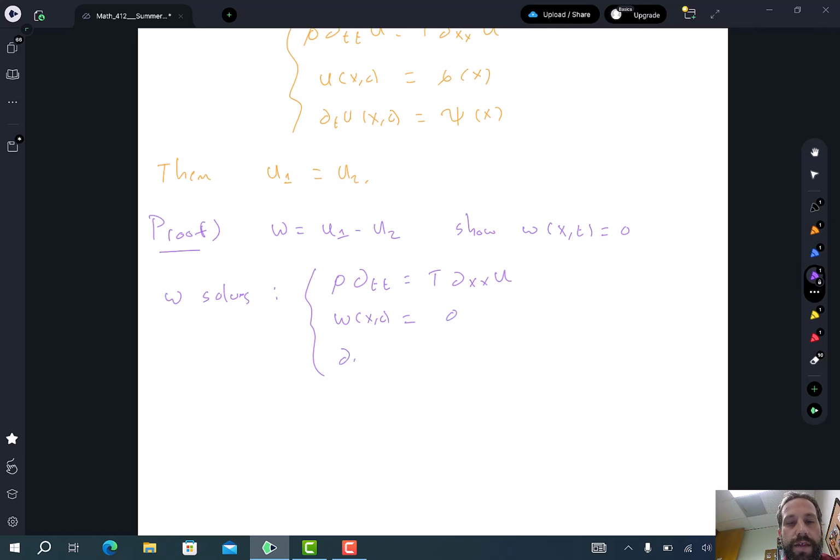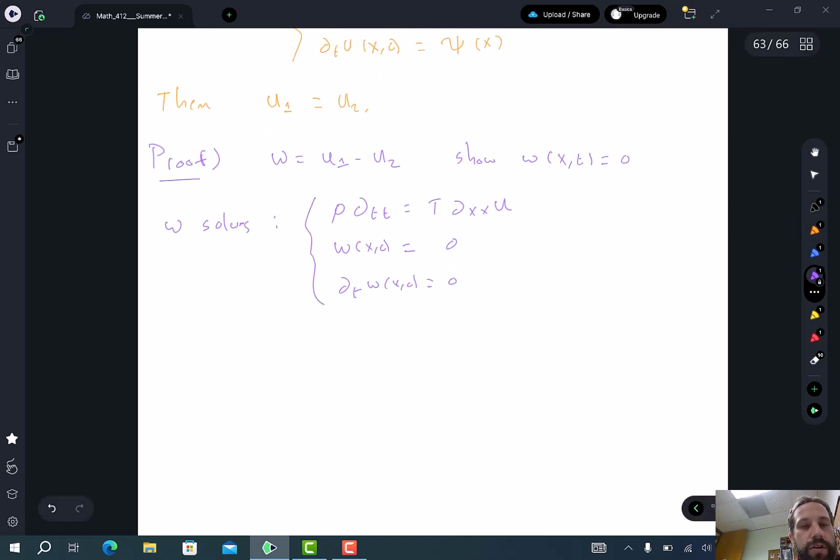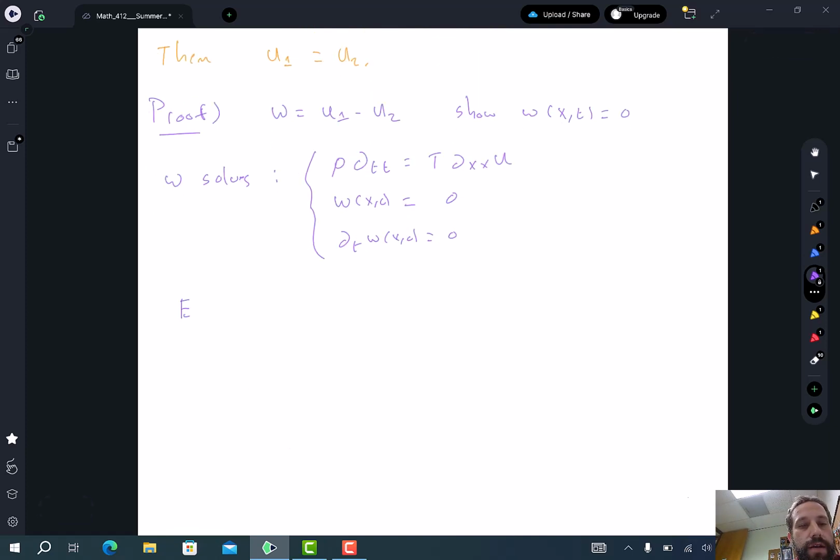And similarly, the t derivative of W is going to be equal to 0. So what is the energy in the string at time 0 for W? I'm going to put down here W, meaning the energy at time 0 for W. Well, the energy at time t for W is going to be the sum of the potential energy and the kinetic energy. So the potential energy is going to be T over 2, the integral from minus infinity to infinity of the x derivative of W squared.